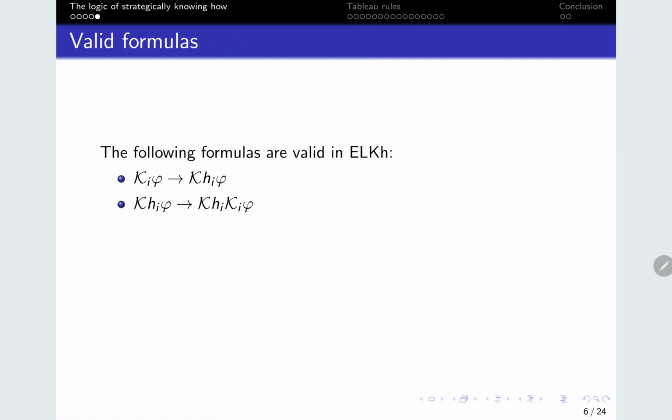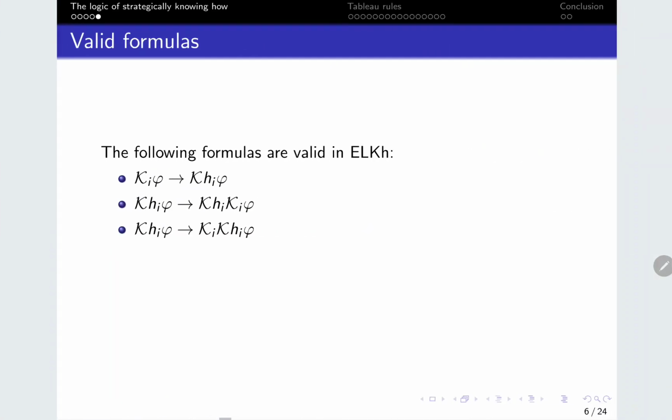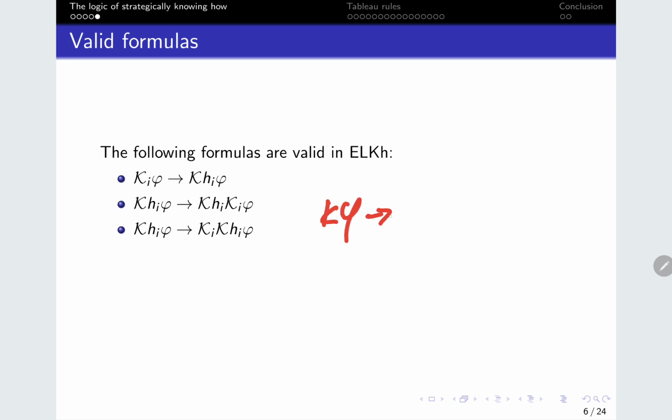Second is, if know-how phi, then know-how know-that phi. Next is, if know-how phi, then know-that know-how phi. So this is the T axiom of the know-how formula, because in epistemic logic we know the T axiom says, if we know phi, then phi. So this is a corresponding version of the know-how. If we know how phi, then we know that we know how phi.